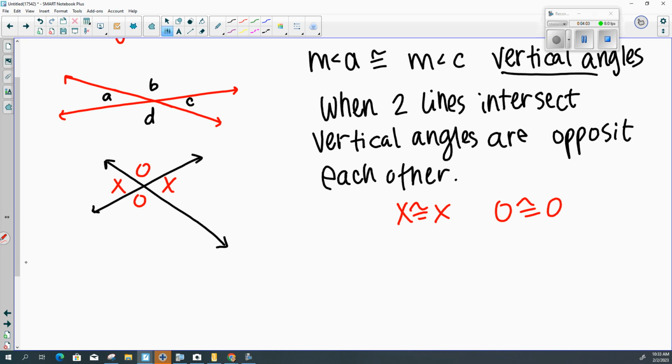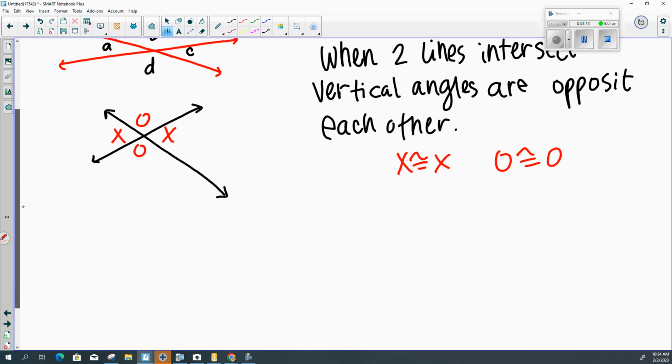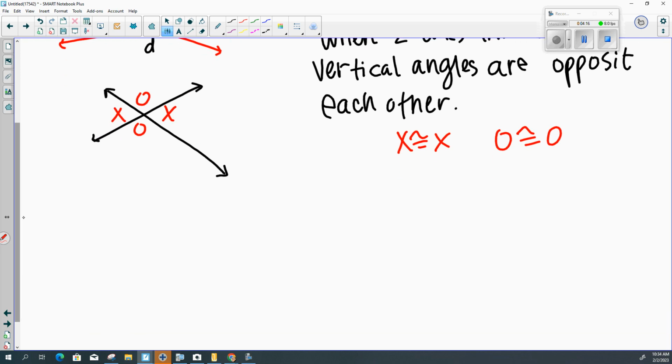Does anybody remember what happens when I do X plus O? Ian. It adds to 180. So same exact picture, X's equal X's. So if this is 25, this is 25. If this is 50 degrees, this is 50 degrees. If that's 120, that's 120 degrees. But O's plus X's equal 180.